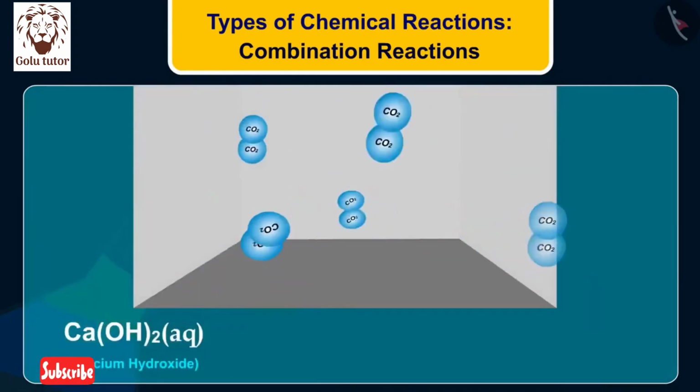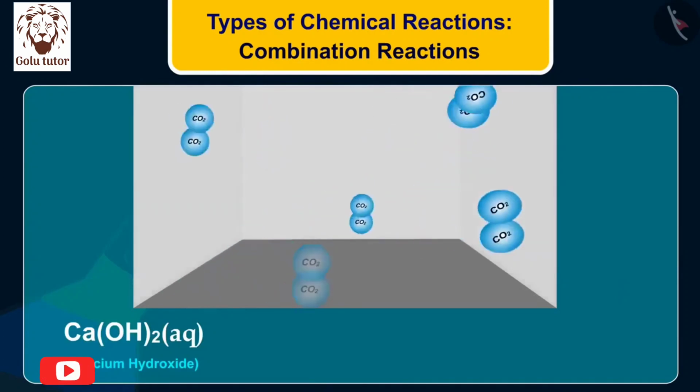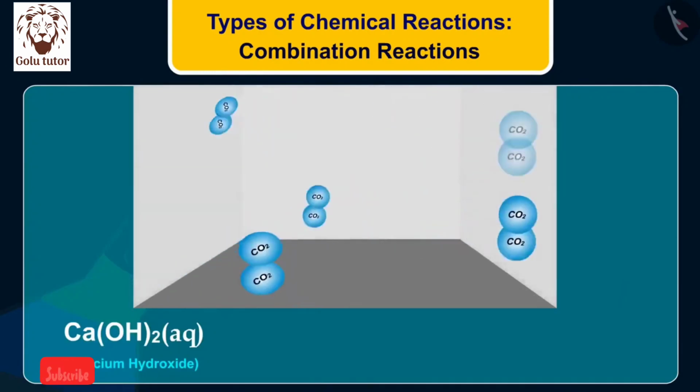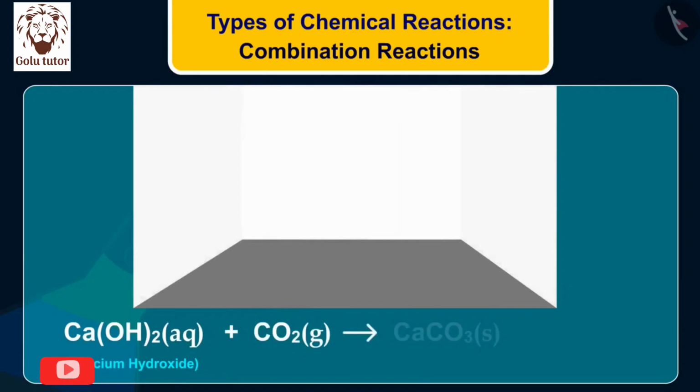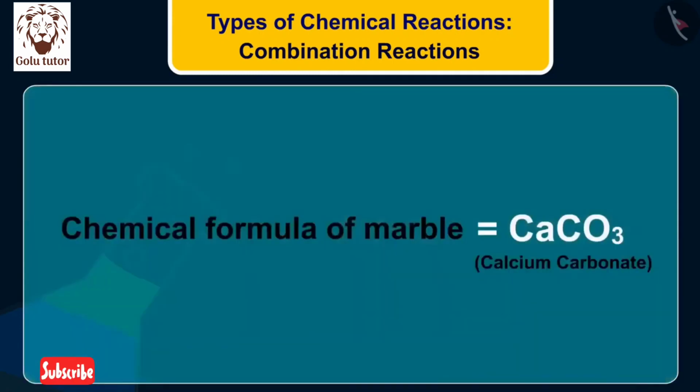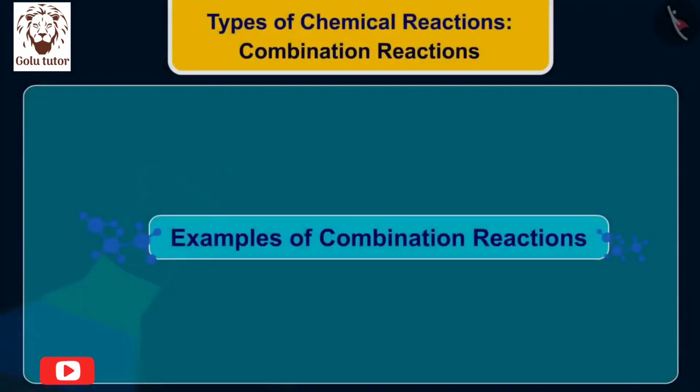And after 2-3 days, you would have observed a white shining finish on the walls. Do you know what it is? It is because slaked lime reacts with carbon dioxide, CO2, from the atmosphere and forms calcium carbonate. And this makes the walls shine. The chemical formula of marble is also CaCO3. Isn't it fun? Let us discuss a few more examples of combination reactions.